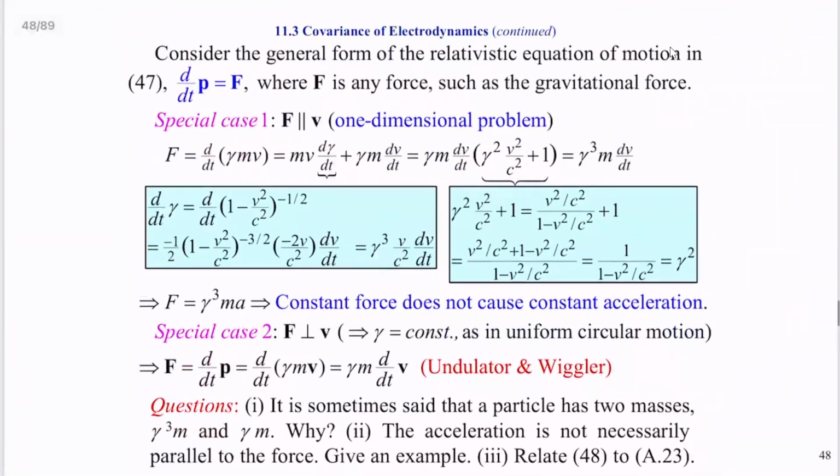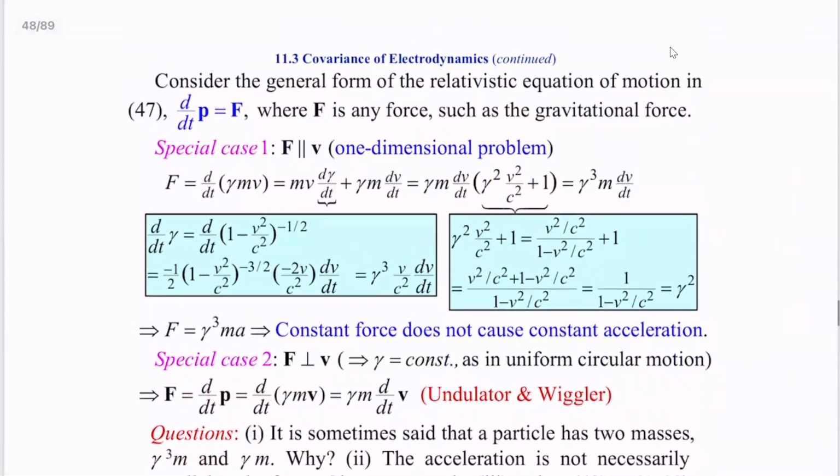Now, let's consider the general form of the relativistic equation of motion. dP over dt equals force, where force is any force, such as gravitational force.